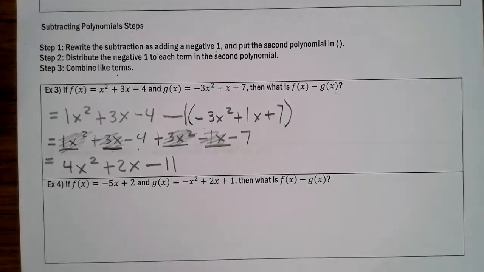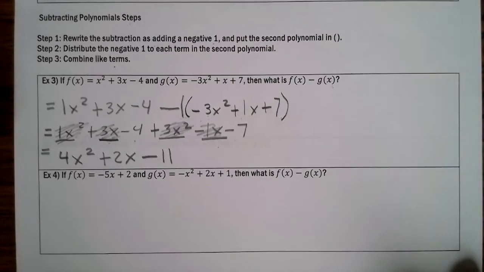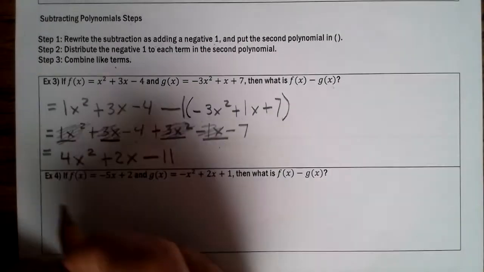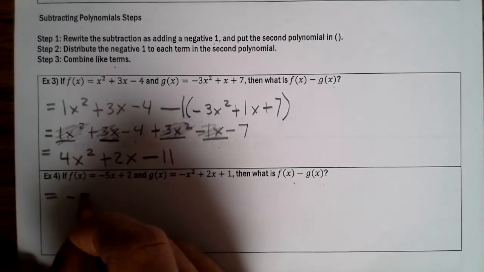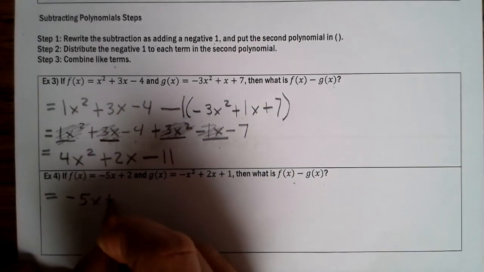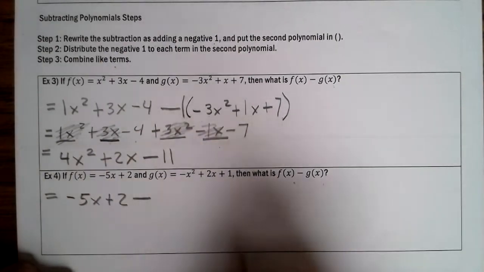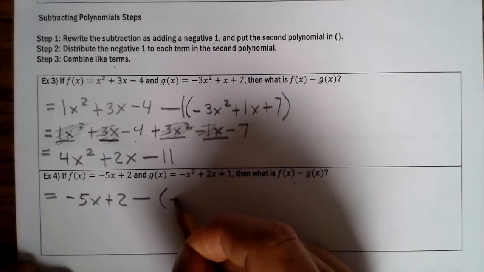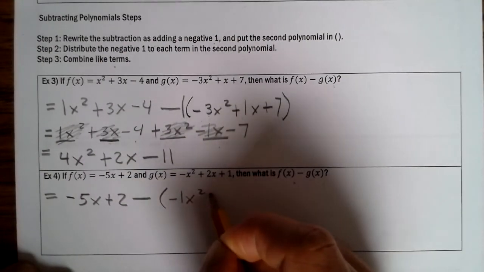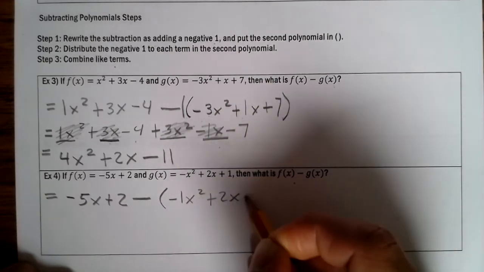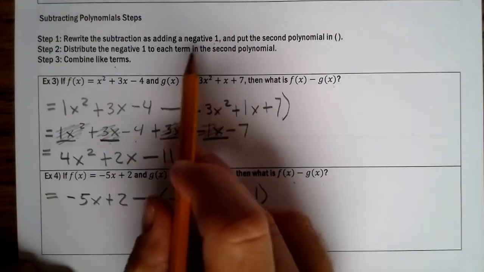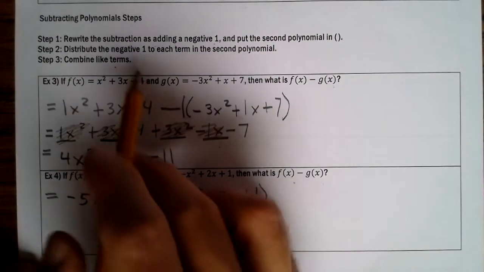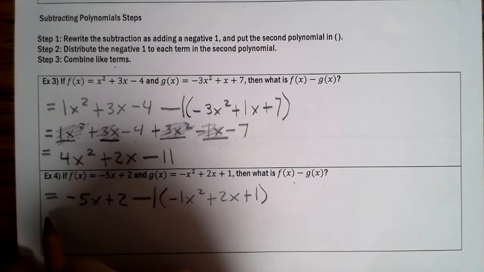Okay, now let's look at example 4. So f of x minus g of x. So that's negative 5x plus 2 minus, put that in parentheses, negative 1x squared plus 2x plus 1. And going into the steps, we put that 1 in front of the parentheses, and then we distribute. So there's nothing we can do with the negative 5x plus 2.